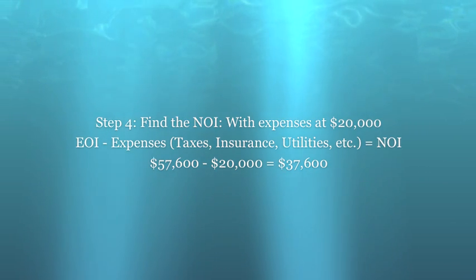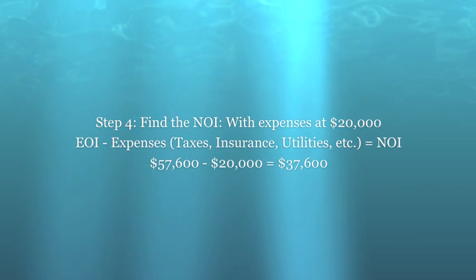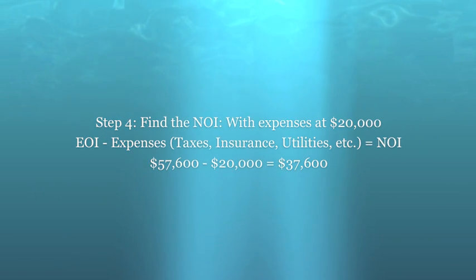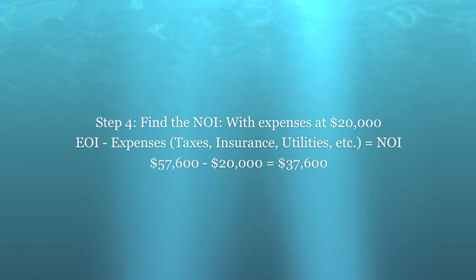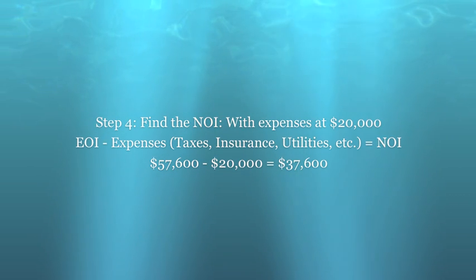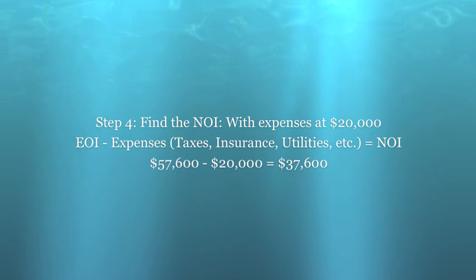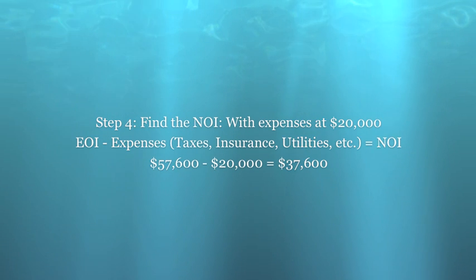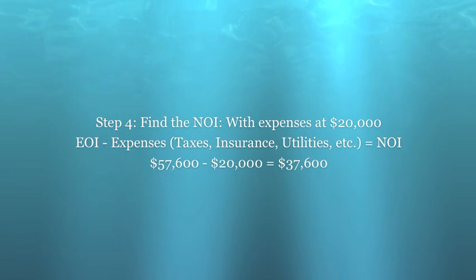We're almost done. Now we need to figure out what our net operating income is. All we have to do is take our effective operating income and deduct our expenses. Remember, expenses here does not include debt services. So $57,600 minus $20,000 for expenses equals an NOI of $37,600.